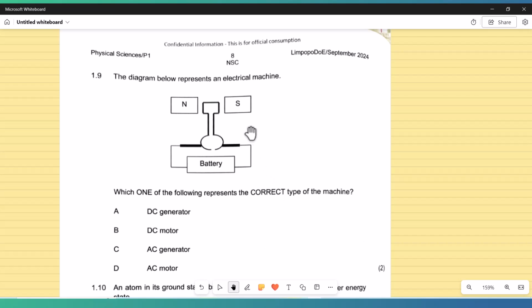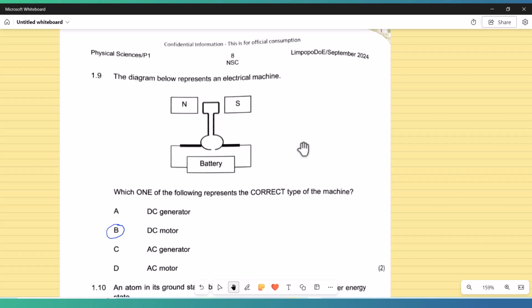Because we have a battery here, then we have the coil, the carbon brushes, the split rings, the magnet. Because of the battery, this cannot be a generator. Why? The generator produces electricity, so it does not need it. So being a battery here, this must be a motor. Now a motor where we have the slip rings is called an AC motor. But the motor where we have the split rings is called a DC motor. So in this case, our answer is going to be B, which says a DC motor.